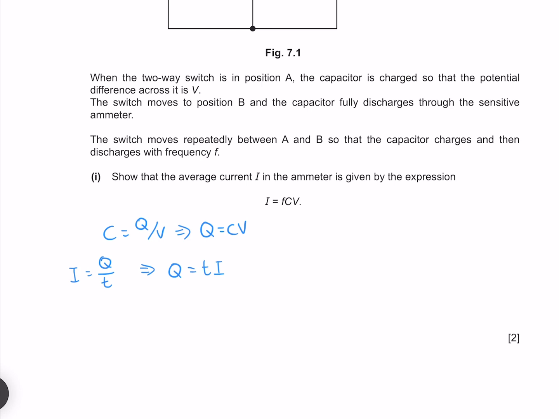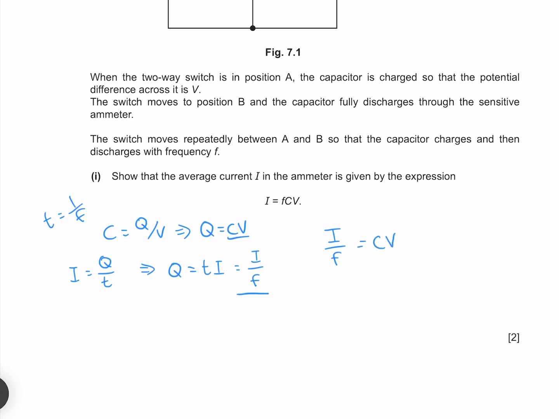where t is the period of our charge, and because period is 1 over frequency, we can make that substitution. Setting these equal to each other, multiplying both sides by f, we arrive at the equation we're trying to find.